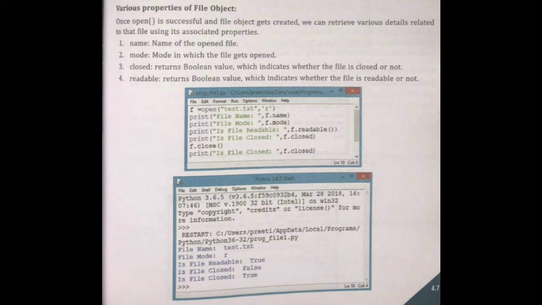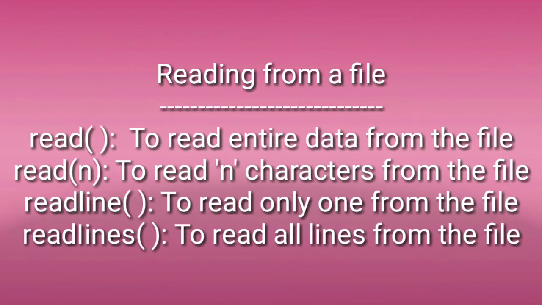Here we already opened one file, its mode also given as readable format. Then we accessed the name, mode, readable, closed, etc. Next topic is how to read data from a file. We already discussed how to open a file, how to access its name, how to access its modes, etc. Now we are going to discuss how to read data from a file.